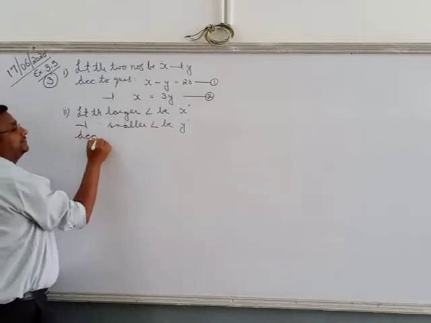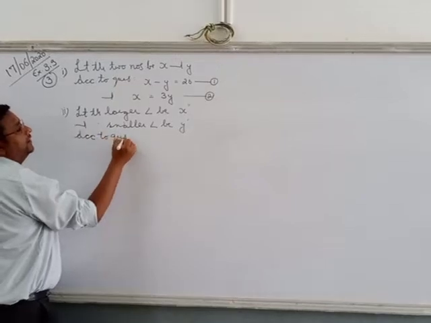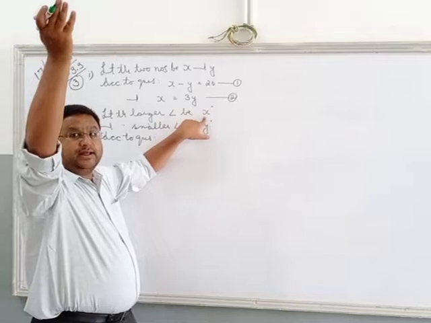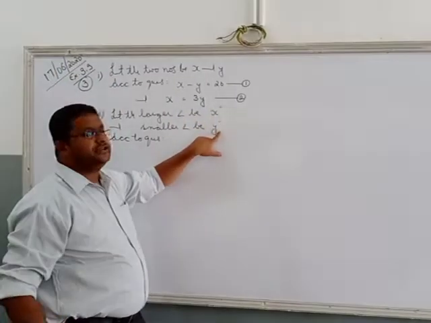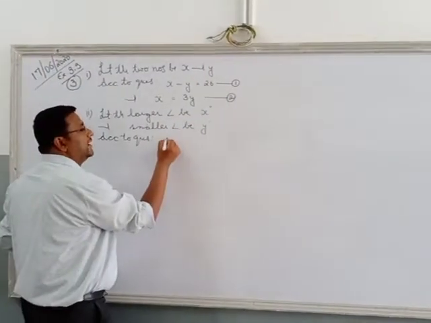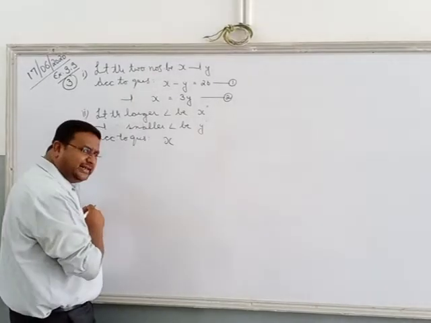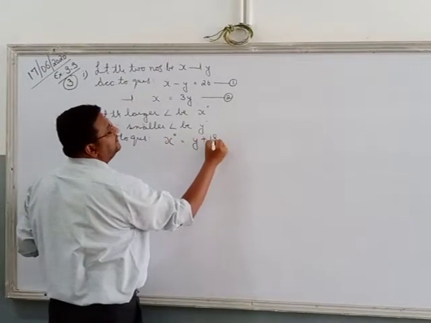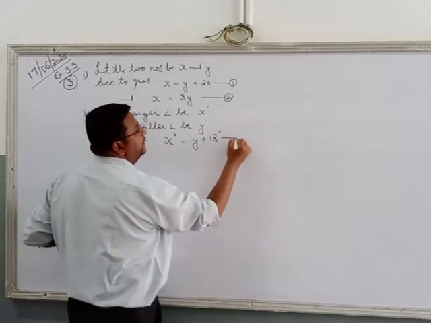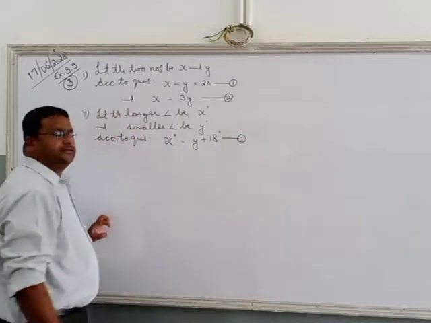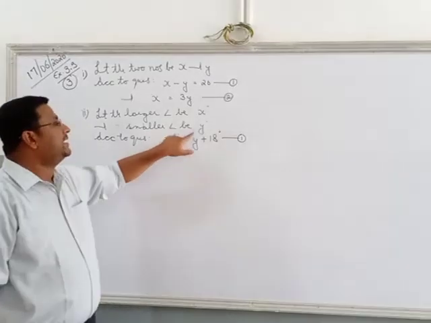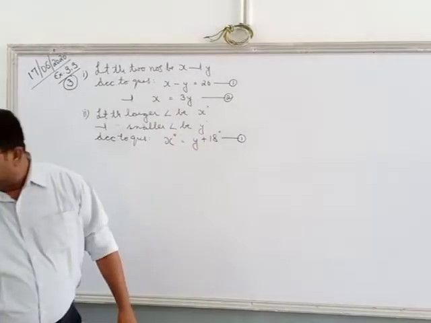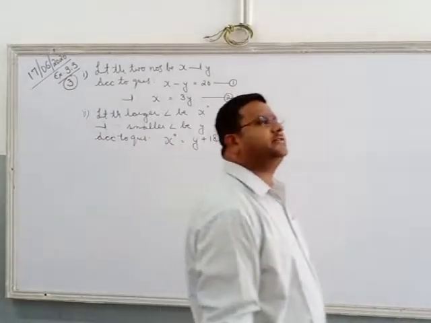According to the question, what does he say? The larger exceeds the smaller by 18. So the larger angle x degree is equal to y plus 18 degree. Yes or no? Equation number first. So where is the second equation? There is no condition given to you.